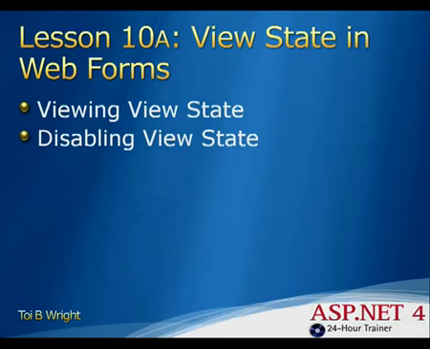Welcome to Lesson 10A, View State in Web Forms. View state is used to preserve the state of controls on a web form across postbacks. The view state is stored in a hidden field named __viewstate. The easiest way to see how big the view state is for each control is to add a trace equals true attribute to the @Page directive at the top of the web form. When you view the page in the browser and examine the control tree, you can actually see the view state size for each control on the form.